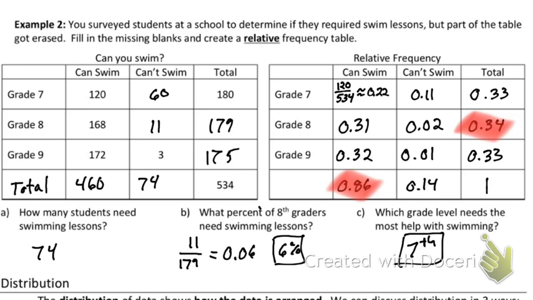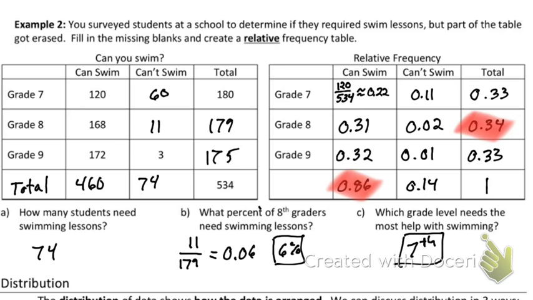So what if a grade has more students that, in this case, can't swim, but another grade has a higher percentage of students that can't swim? What would your answer be? That's a good question. That would probably be one of those questions where I say explain. So would that be opinionated? It'd be opinionated, because it says which grade level needs the most help with swimming.